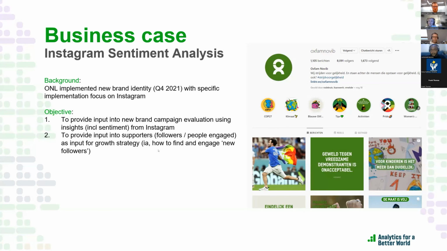So my project is about sentiment analysis on Instagram. Oxfam implemented a new brand identity last year, 2021, and the implementation focused specifically on Instagram. So with this project, I wanted to see if we could use text mining and specifically sentiment analysis to provide input in the evaluation of the brand campaign. A second objective was also to look into how to grow our supporter base, but given time limitations, I'm primarily focused on the first objective.